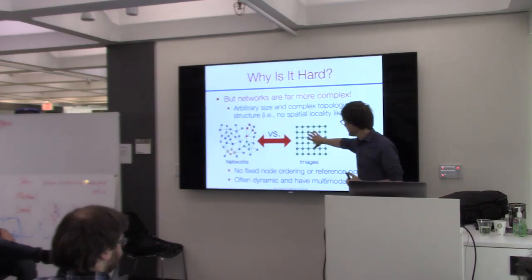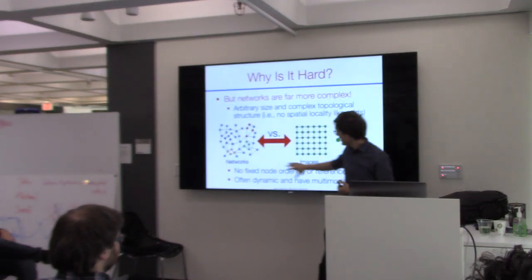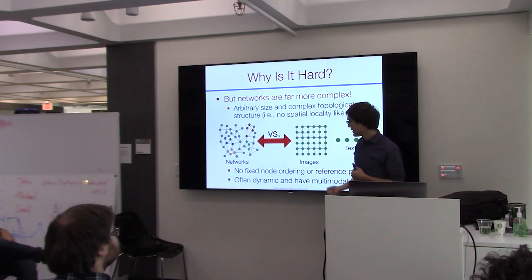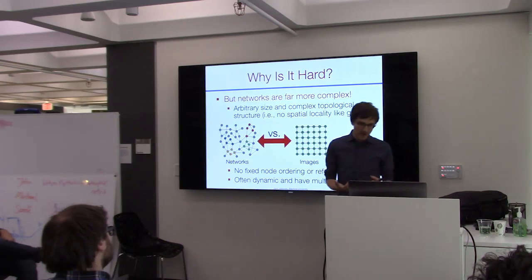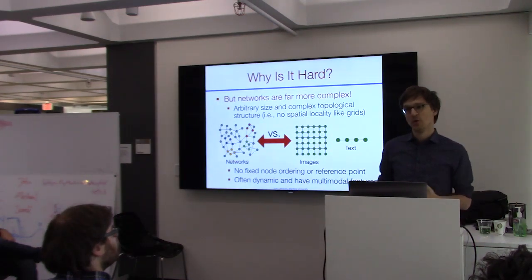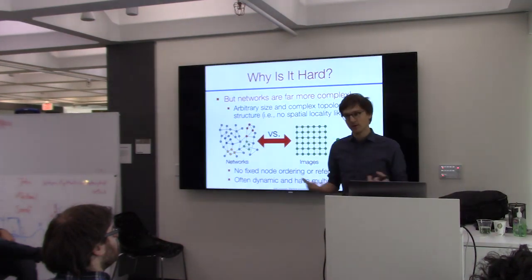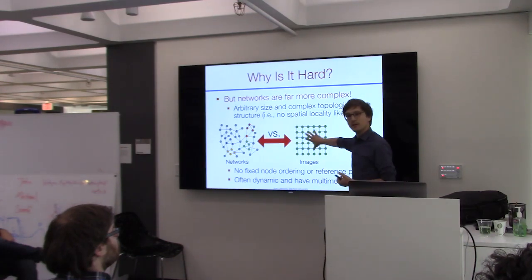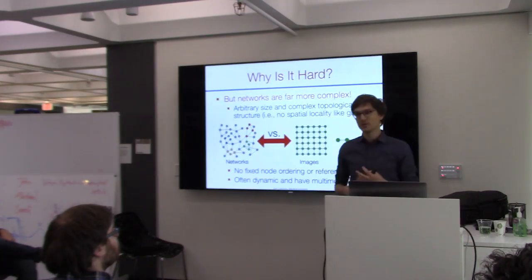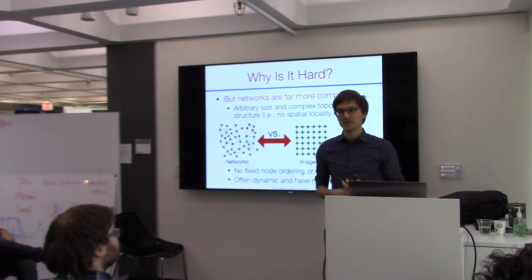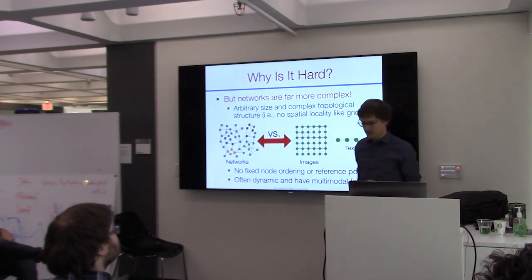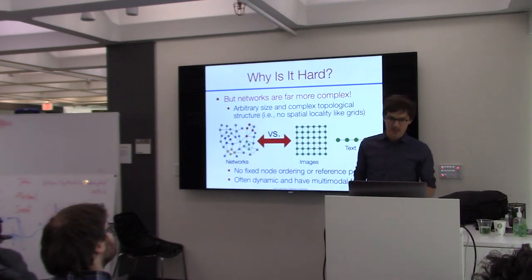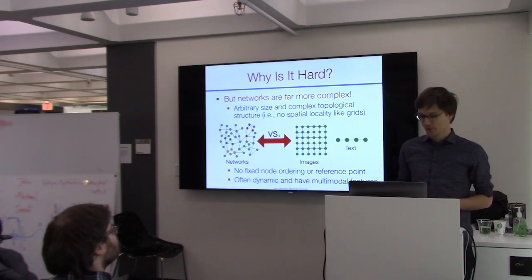So it's not clear how to deal with that type of object. And there is one important difference: graphs are invariant to node ordering. I can reorder or renumber the nodes in the network, but the network is still the same. While if I take an image and permute the rows and columns of that image, it's no longer the same. So that's one thing that is important: in some sense, we have no reference point in graphs. And many times these graphs can be dynamic, can have multimodal features, and so on.